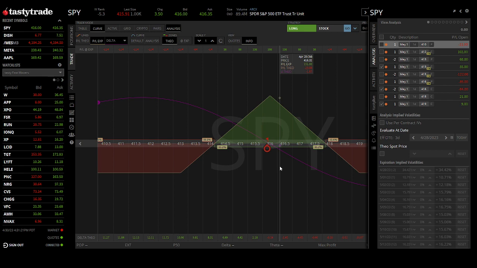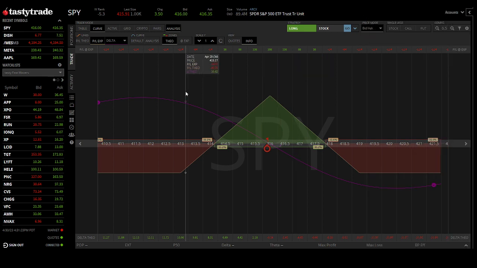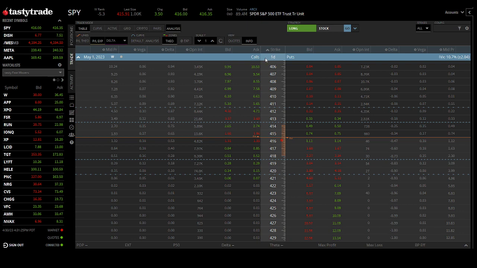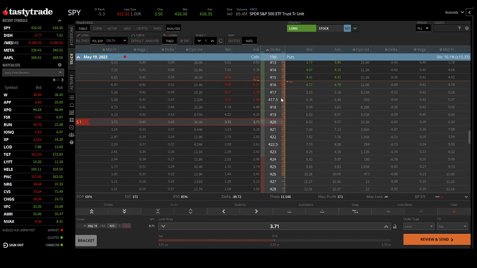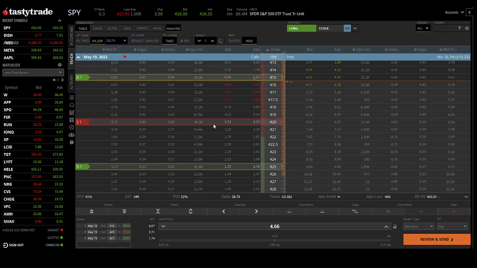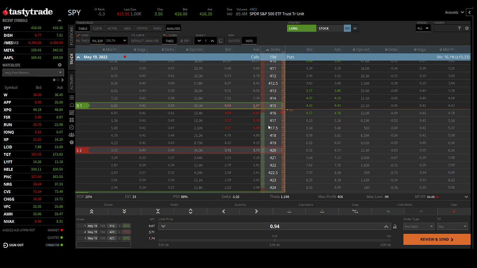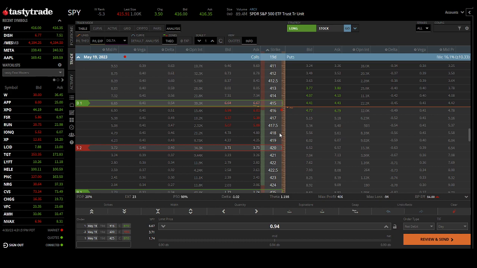The further out in date you go, they get way cheaper. Say you think it's going to go to 420 in the next 20 days, you can widen them out and get a larger profit target for the same. So now you have a 4-to-1 risk to reward, and as long as it goes up from where it's at right now, you're going to be profitable on this trade. If it goes up from now to the May 19th, you're going to be profitable on this trade.